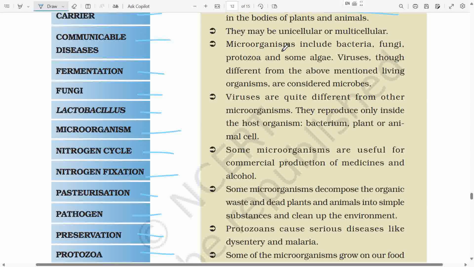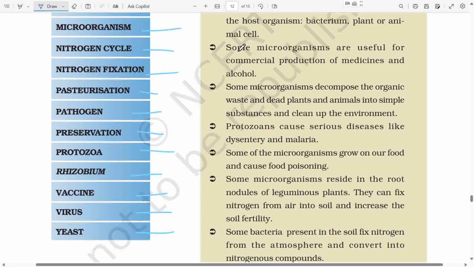They may be unicellular or multicellular. Microorganisms include bacteria, fungi, protozoa, and some algae. Viruses, though different from the above-mentioned living organisms, are considered microbes. Viruses are quite different from other microorganisms. They reproduce only inside the host organism, bacterium, plant, or animal cell.